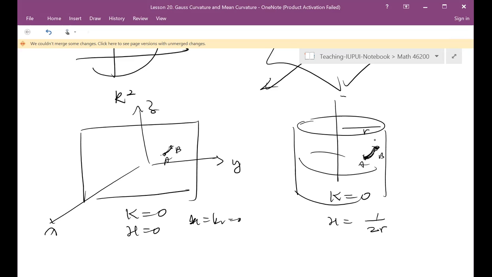But Gauss proved that the Gauss curvature is completely determined by the first fundamental form. The first fundamental form is what we use to measure the distance between two points on the surface without leaving the surface. All right, let's stop here, and we'll continue next time.